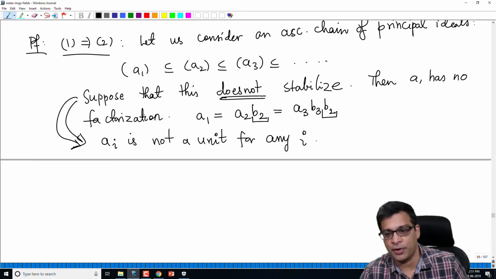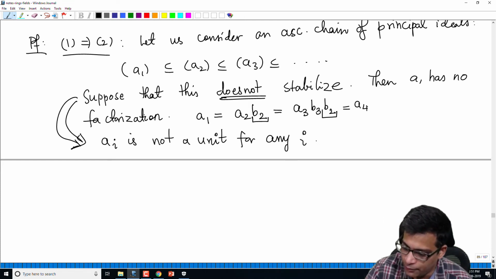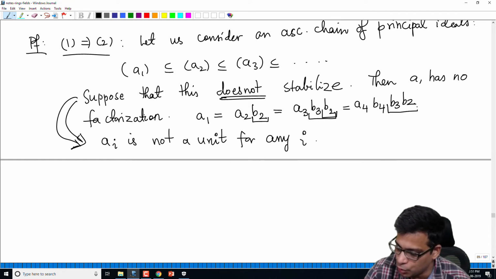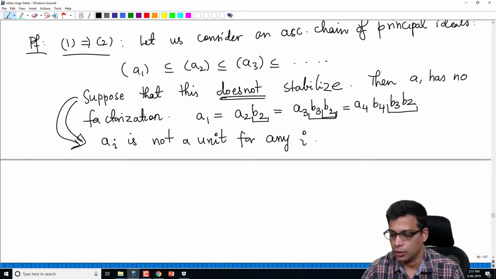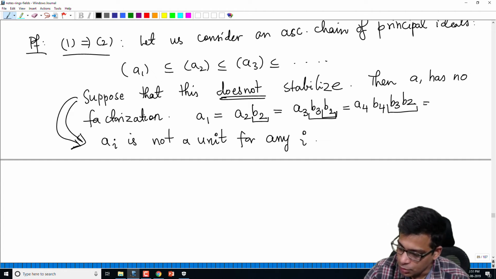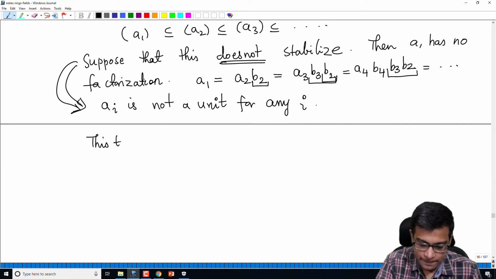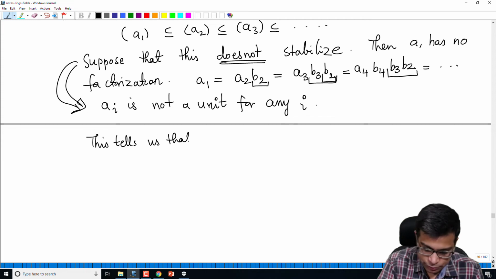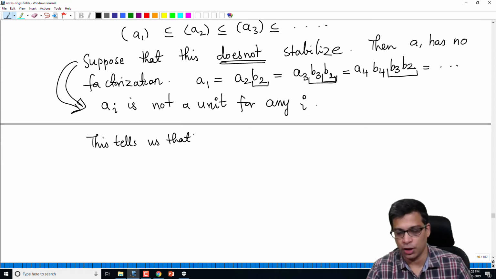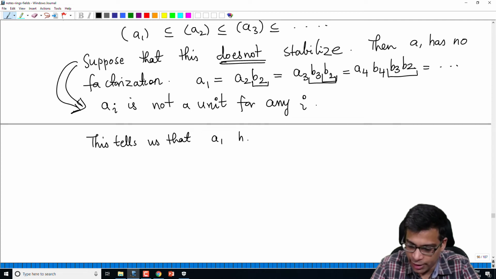It does not stabilize, so it's not a unit. That means these are all proper factorizations. So you can continue now: A4, B4, B3, B2. I've carried over B3, B2 and written A3 as a product of A4, B4, and then it keeps going. So it is a simple exercise now to show that, see, none of the A_i's and B_i's may be irreducible, but if A1 has an irreducible factorization, you cannot keep forever factoring like this. Sorry, A1 has no irreducible factorization.